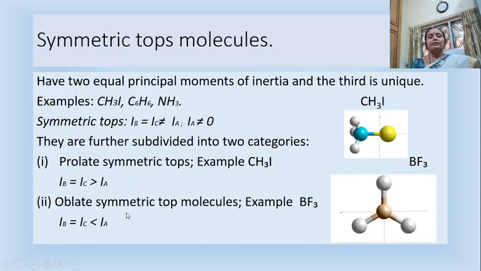In oblate symmetric top molecules, an example is BF3. Here IB is equal to IC, but this is less than IA. When IB is equal to IC and it is greater than IA, it is a prolate symmetric top. But if IB is equal to IC and it is less than IA, it is called an oblate symmetric top molecule.